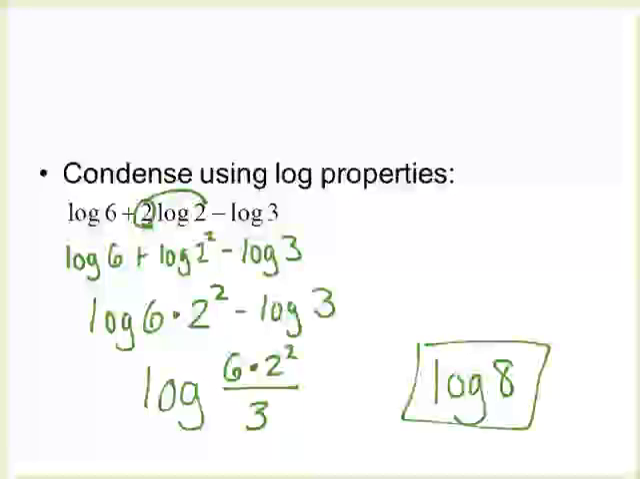There was no base written on this question. What does that mean? The base is 10. Now, one important thing to note about condensing is you can only condense or combine logs that have the same base. So they all must have the same base. These all had base of 10.